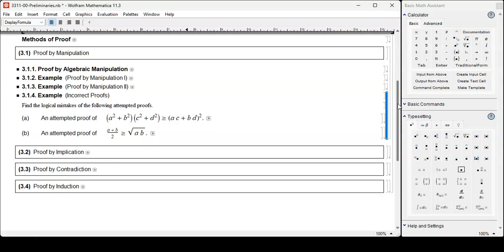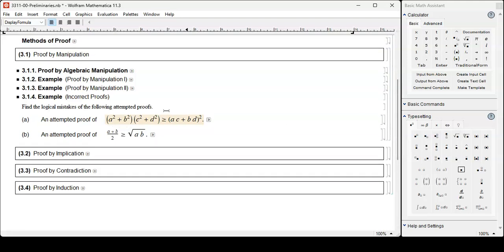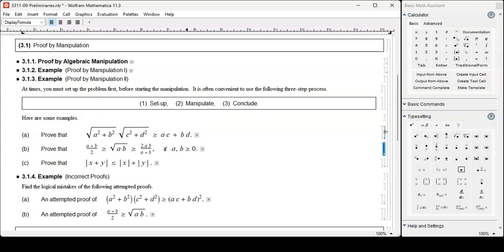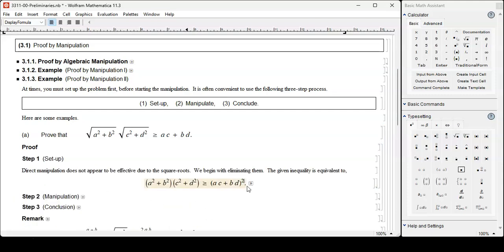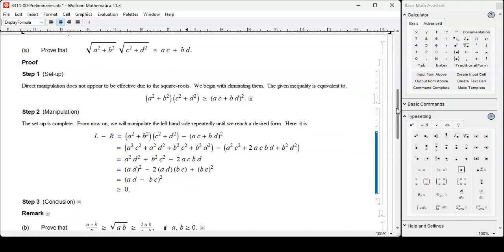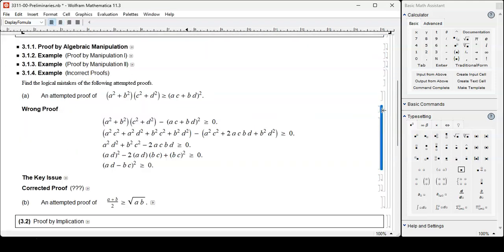Now, let's go to an incorrect proof. I see these kinds of things a lot. Here's an attempted proof of this, which is, as a matter of fact, an intermediate step of this problem here. Yeah, this one here. And then here's the proof. This is the correct proof. Okay, let's copy and paste this. And then let me show you the wrong proof.